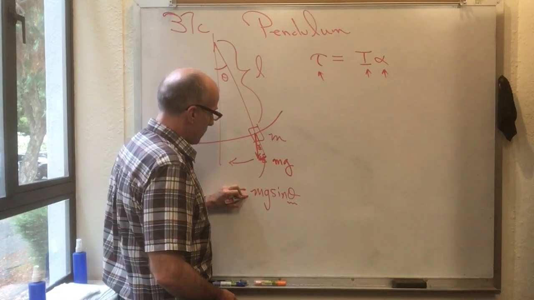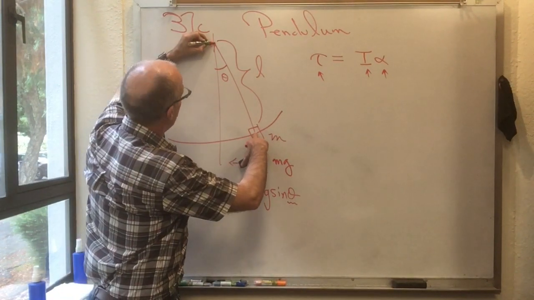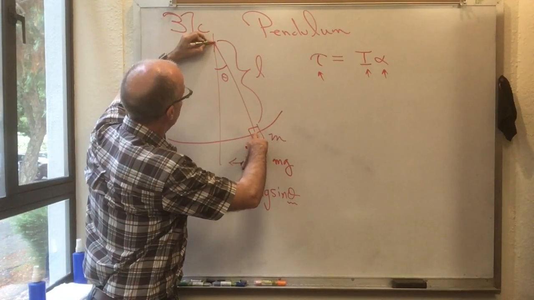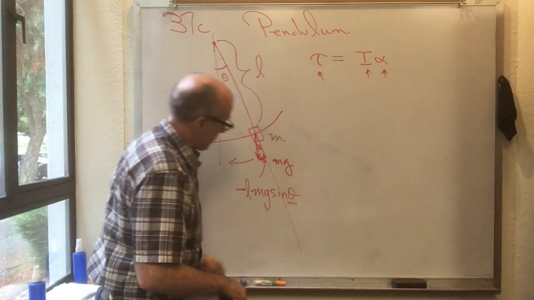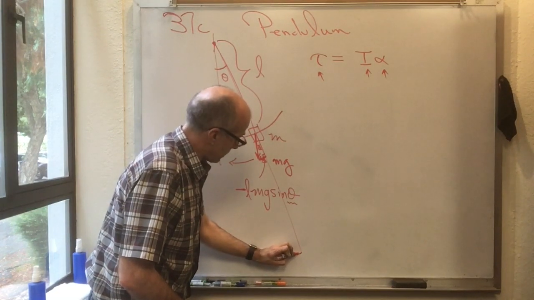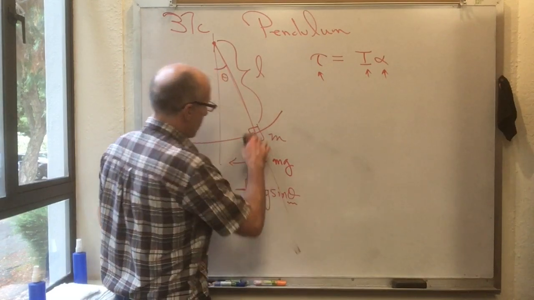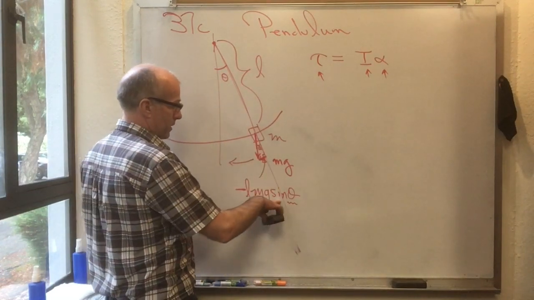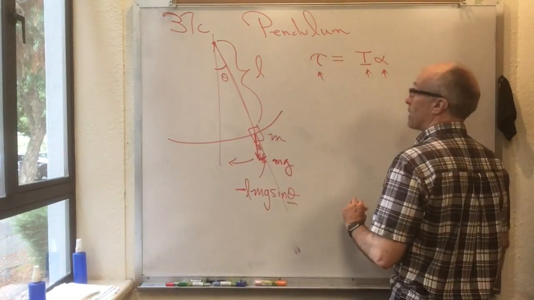The only thing I'm missing here, I need an L, because that force has a lever arm that's that long. If that force had a lever arm that was that long, but it was still the same tangential force, then it would create twice the torque. Anyway, it's that long, L, and that's its tangential component. So we have for the torque minus L m g sine theta.